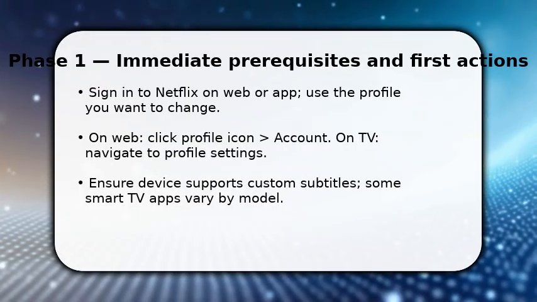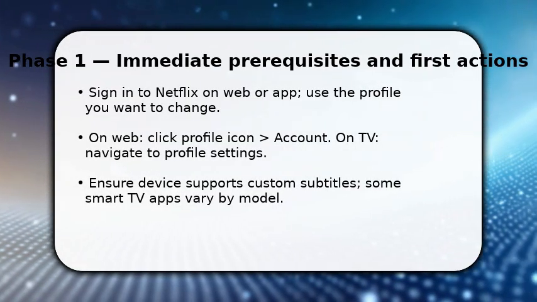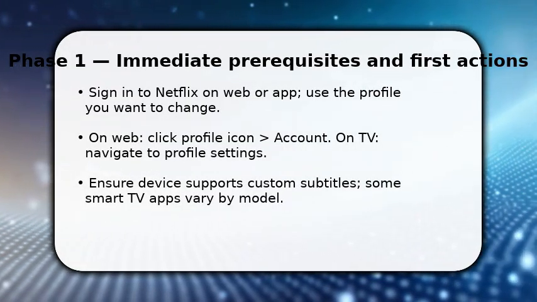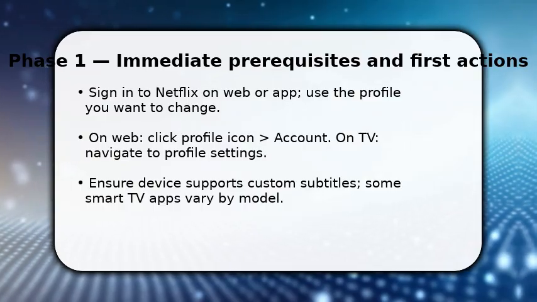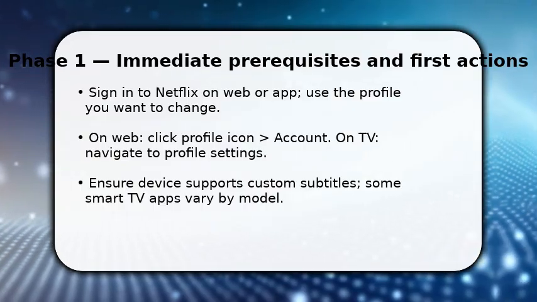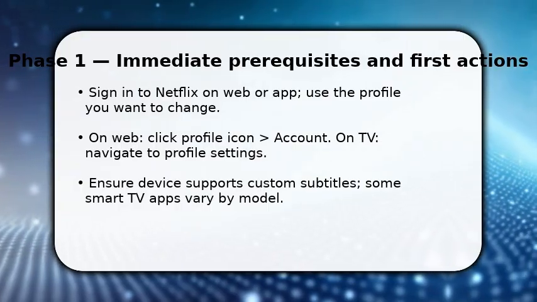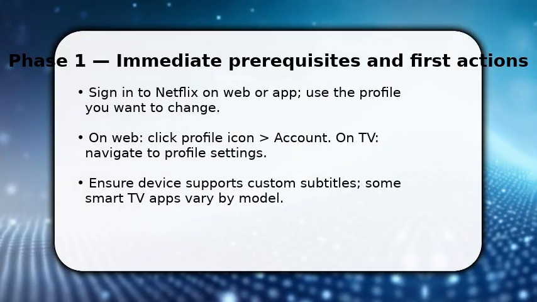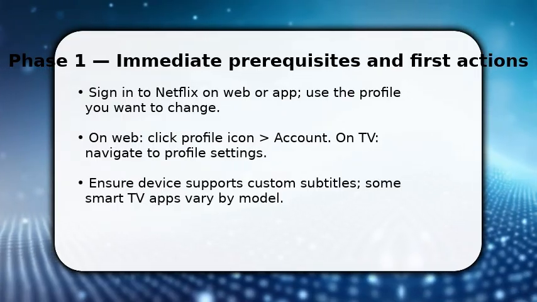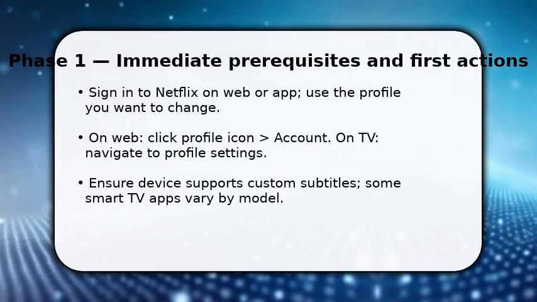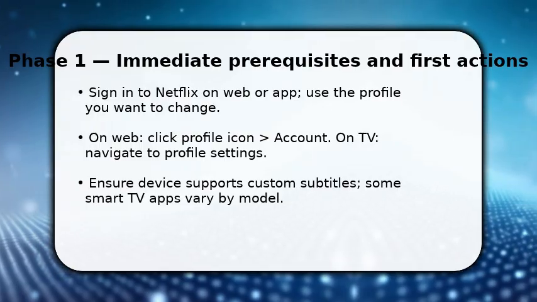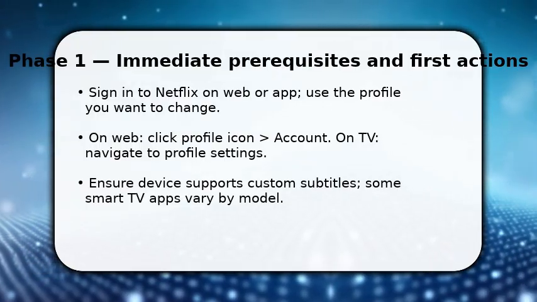You start by opening Netflix and selecting the profile whose subtitles you want to change. On a computer, click your profile icon and choose Account to access profile and parental controls. On mobile or TV, go to your profile settings, make sure the device supports subtitle customization because some TV apps limit options. Once done, find the subtitle appearance or language link under the profile controls.